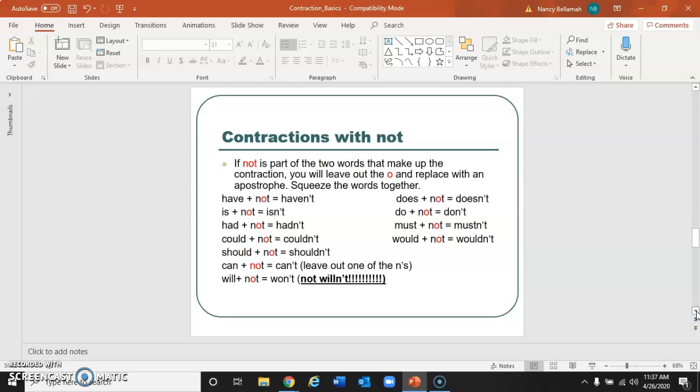If not is part of the two words that make up the contraction, you'll leave out the O and replace it with an apostrophe. Have plus not equals haven't. Then we have isn't, hadn't, couldn't, shouldn't, can't. Will plus not equals won't. Doesn't, don't, mustn't, wouldn't.